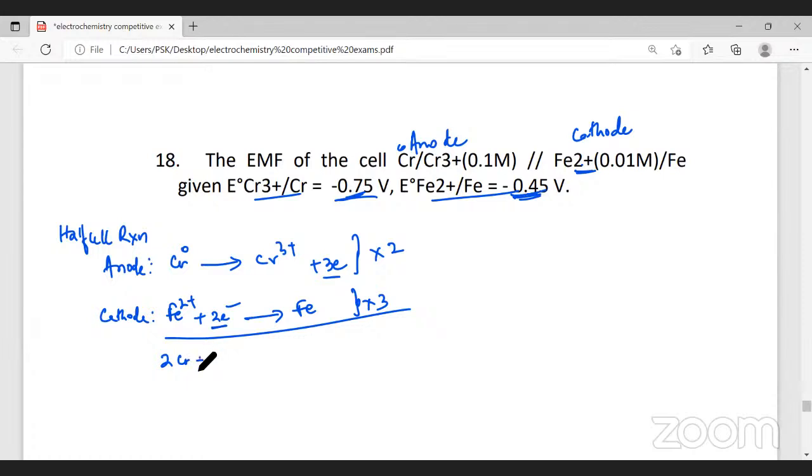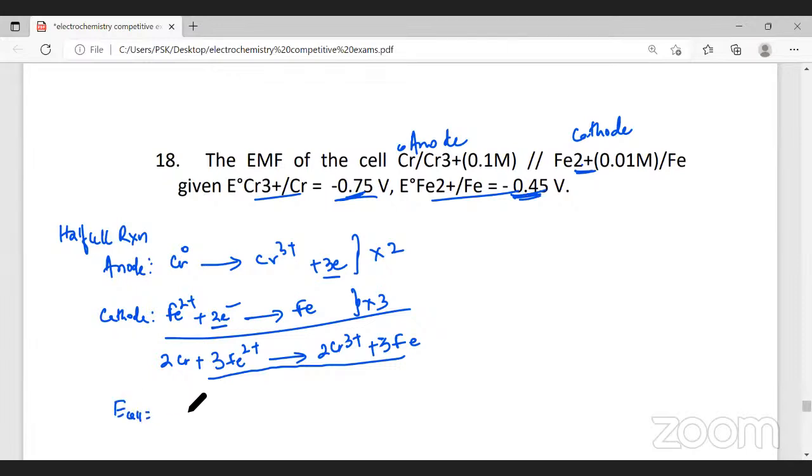2 chromium plus 3 Fe2 plus gives 2 Cr3 plus plus 3 Fe. You followed this overall equation? Yes, sir. Now what will be the EMF of the cell?